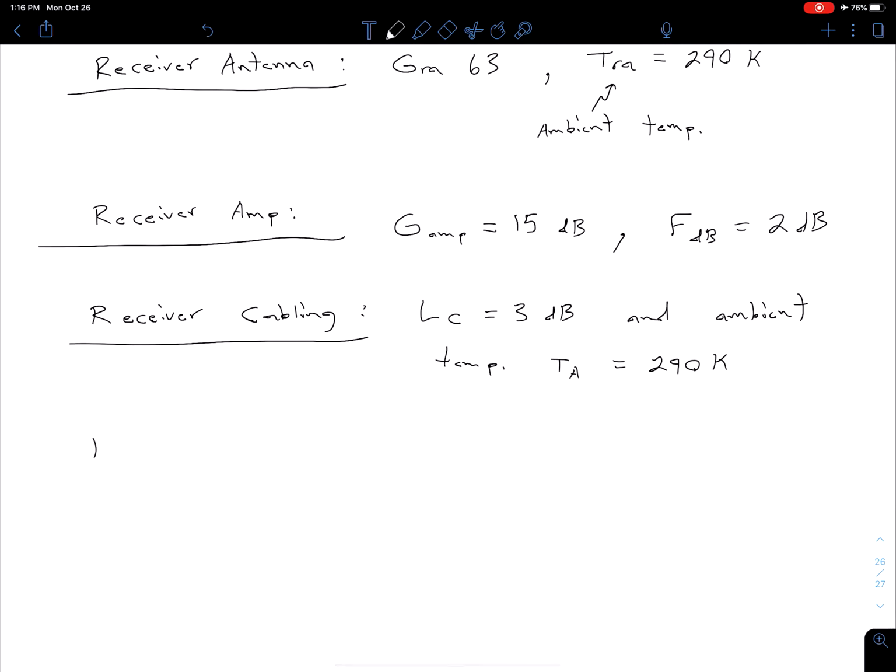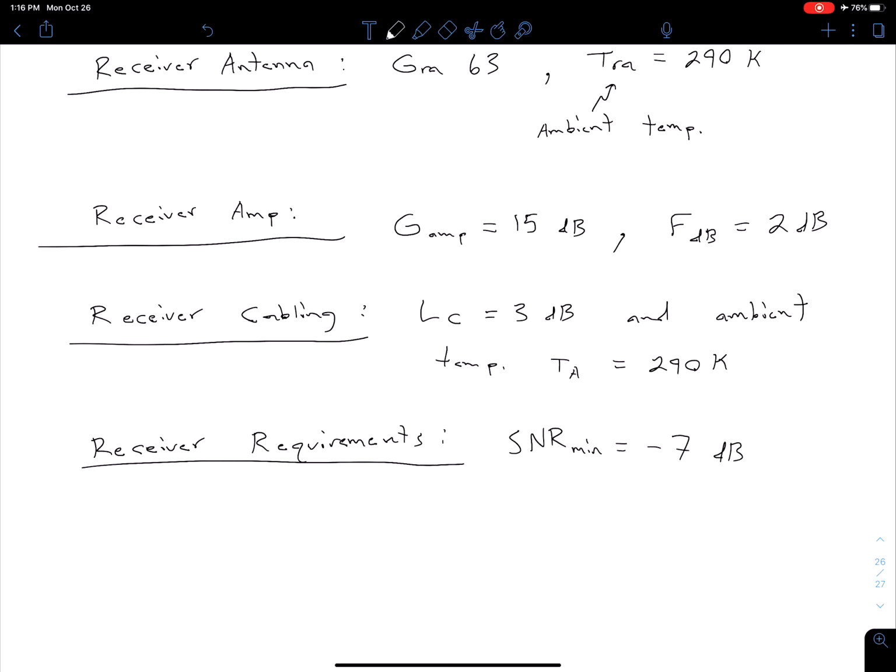And finally, we need requirements for our receiver. Basically these are minimum requirements that our receiver has to meet in order to still operate. So we're saying that our minimum signal to noise ratio is equal to -7 decibels, and that's in a bandwidth of 360 kilohertz.